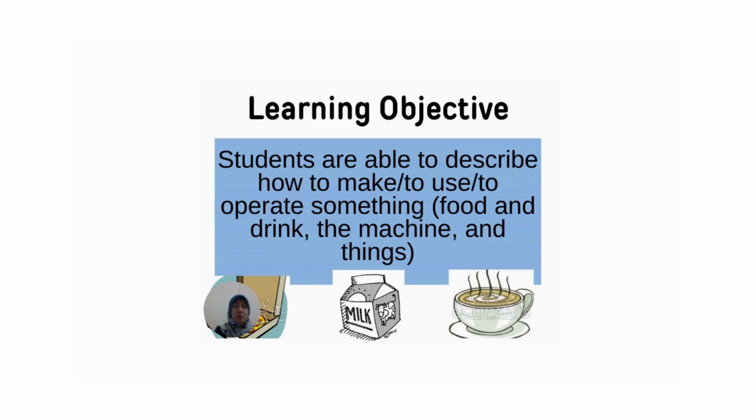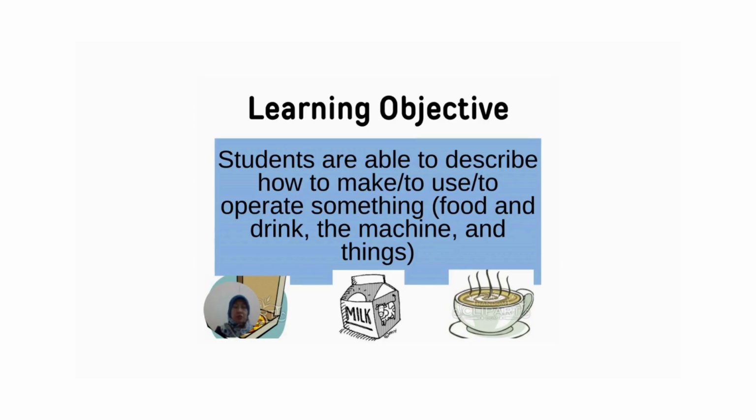and the learning objective of this lesson, atau tujuan pembelajaran kita pada pagi hari ini. Why should the students study about the procedural text? The students are able to describe. Siswa harus mampu untuk mendescribe, menjelaskan how to make, how to use, and how to operate some things. For example, like food, drink, machine, and other things.